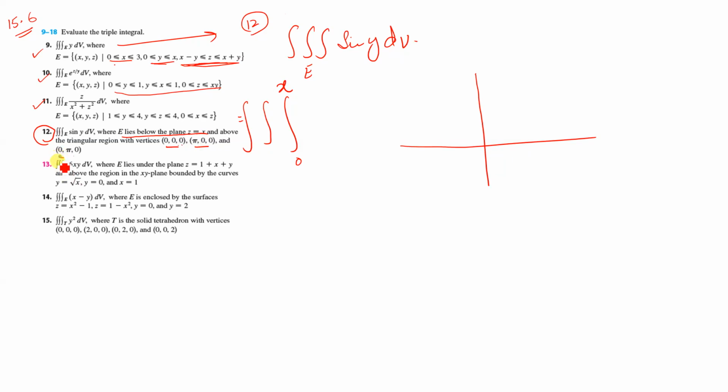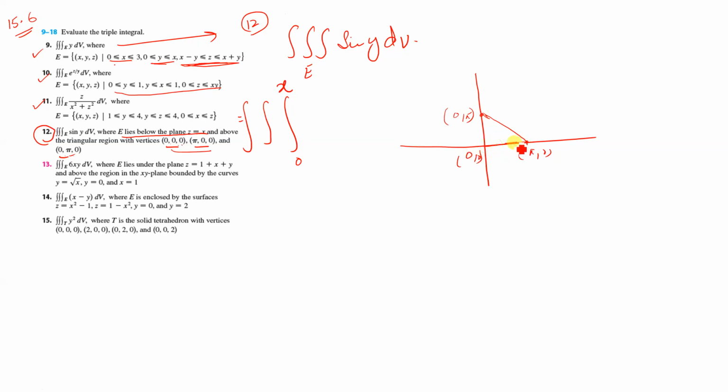Okay, now let's draw this region in the xy plane. For the xy plane, this point becomes (pi, 0), that is somewhere here. And this is the origin (0, 0). And this one is (0, pi), somewhere here. So join these two points to form a line. So this is the triangular region with the vertices (0, 0), (pi, 0), and (0, pi).